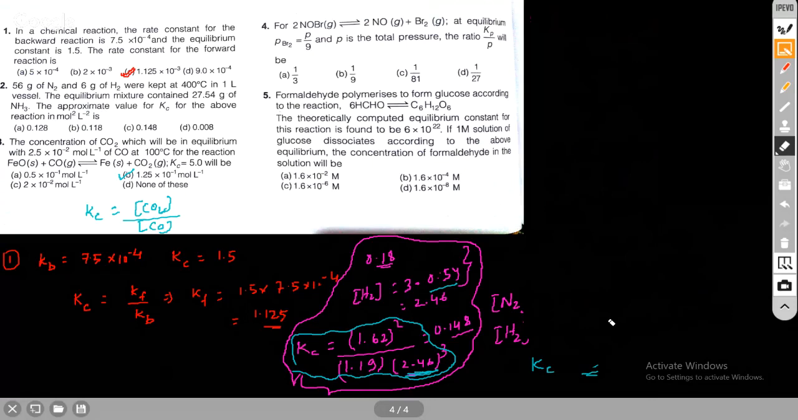Okay, what is the answer? Question number 4. 4, D, and C. You're getting C. NOBr gas, NOBr2 at equilibrium, pressure of Br2 is given, and P is the total pressure, the ratio of Kp by P. It's easy. Ramcharan, what happened? All the others are getting C, you are getting B.